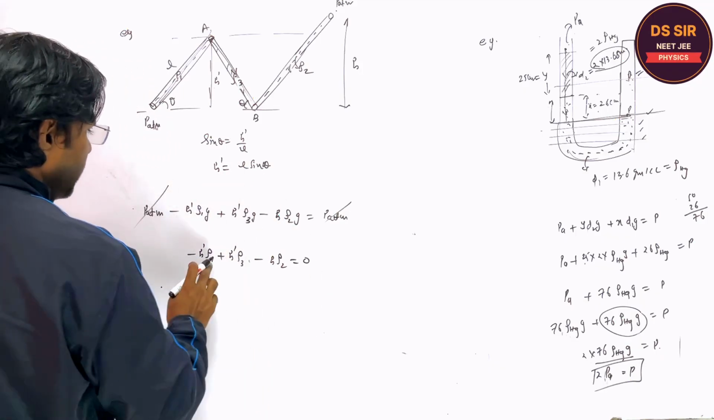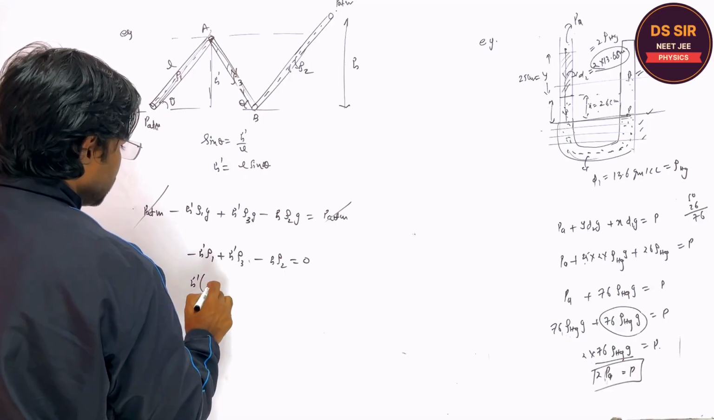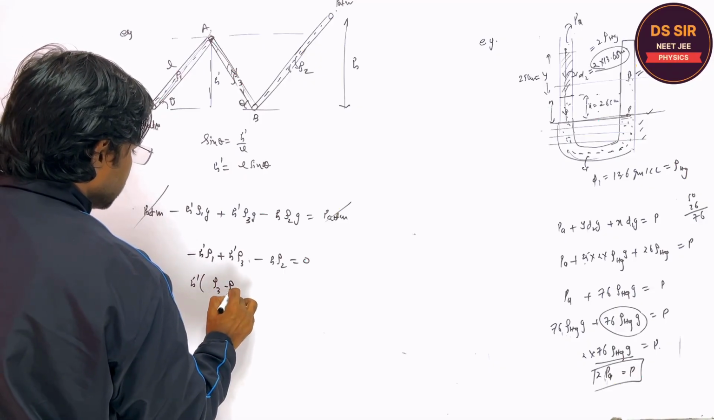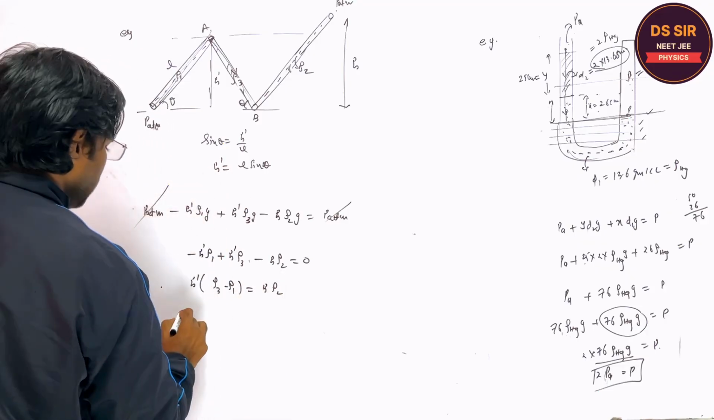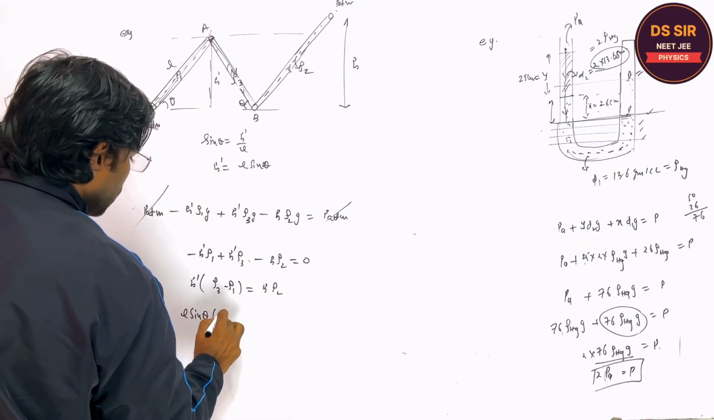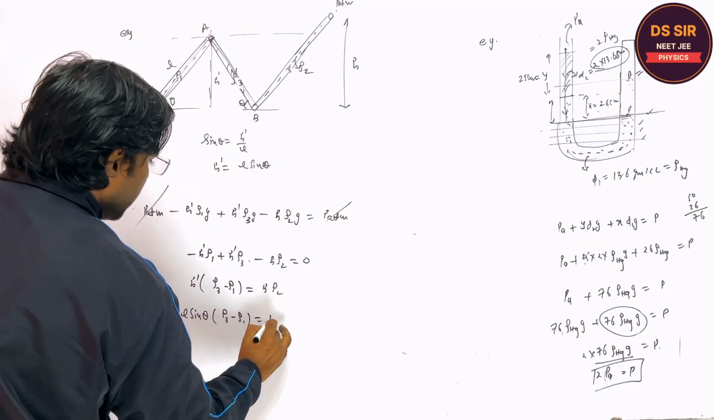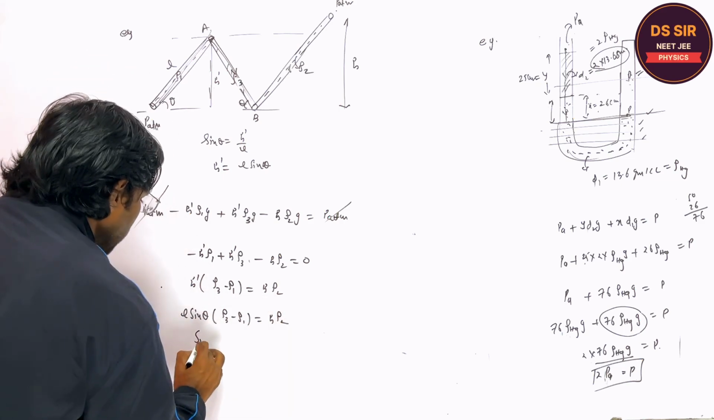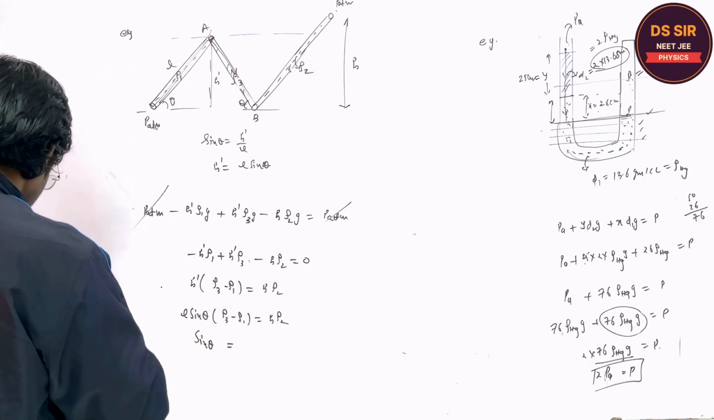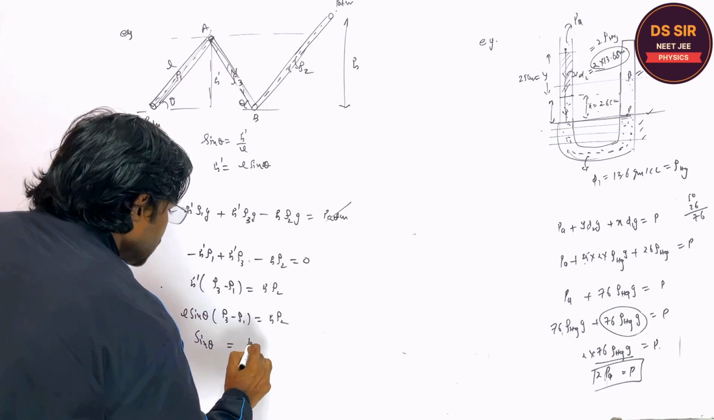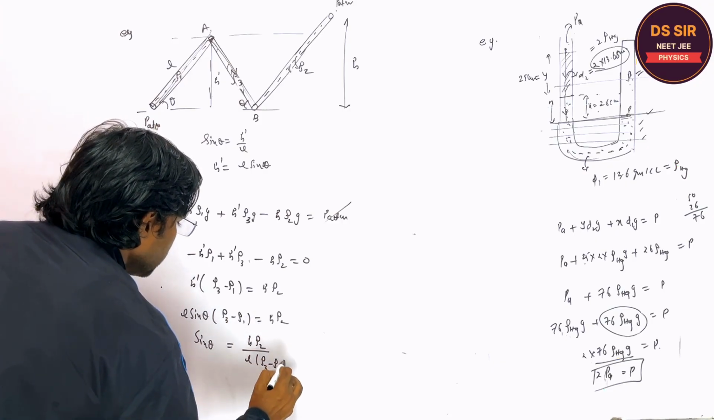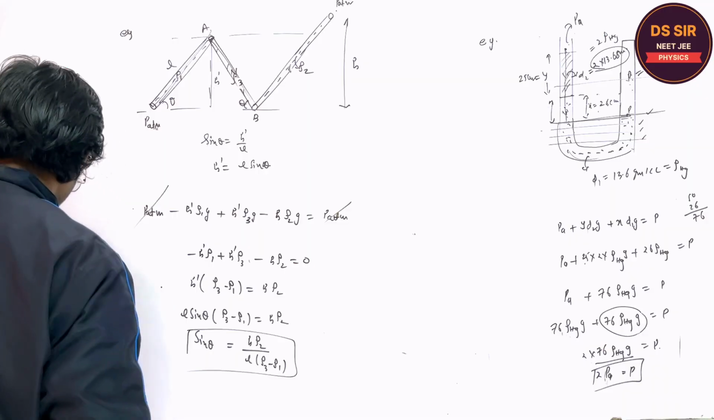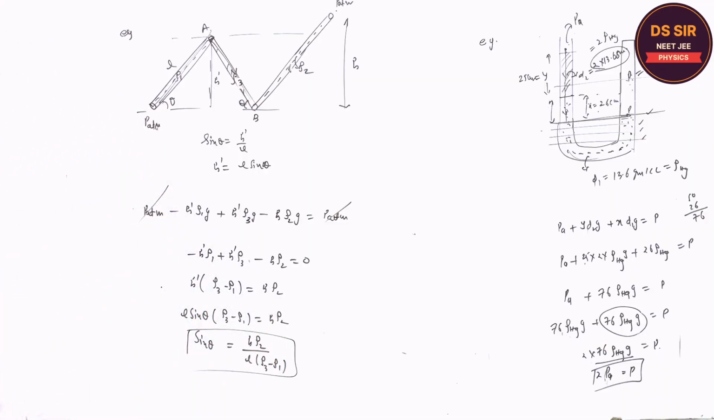So the sin theta we have to find. If h dash is common, rho 3 minus rho 1 is equal to h into rho 2. What is the h dash value? Say L sin theta, rho 3 minus rho 1, h into rho 2. So what is the sin theta value? Sin theta value you will get, h into rho 2 upon L, rho 3 minus rho 1. I think you are getting the solution. Please copy this.